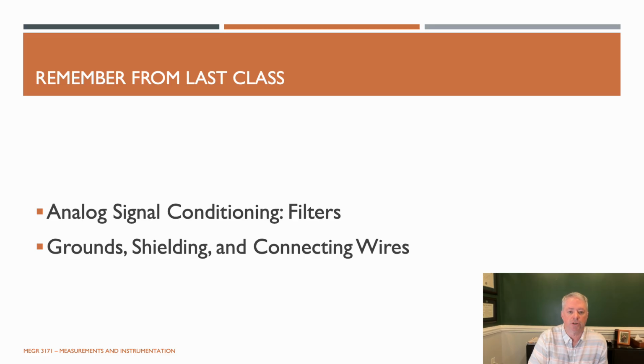So before we get started, let's talk about what we did in the last class. We discussed the importance of analog signal conditioning, specifically focusing on filters to shape our signals. We also talked about the best practices for grounds, shielding, connecting wires, to minimize noise in our measurements. And this lecture is going to build on those concepts, as proper signal conditioning is essential for effective sampling.